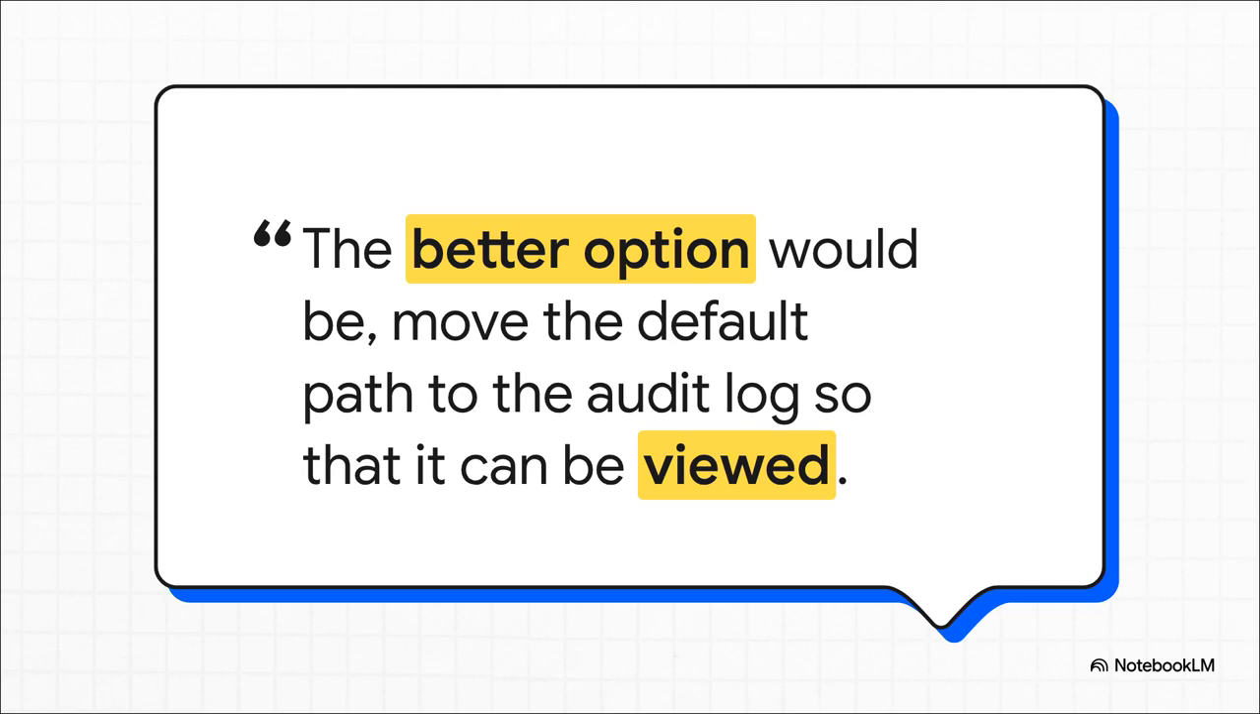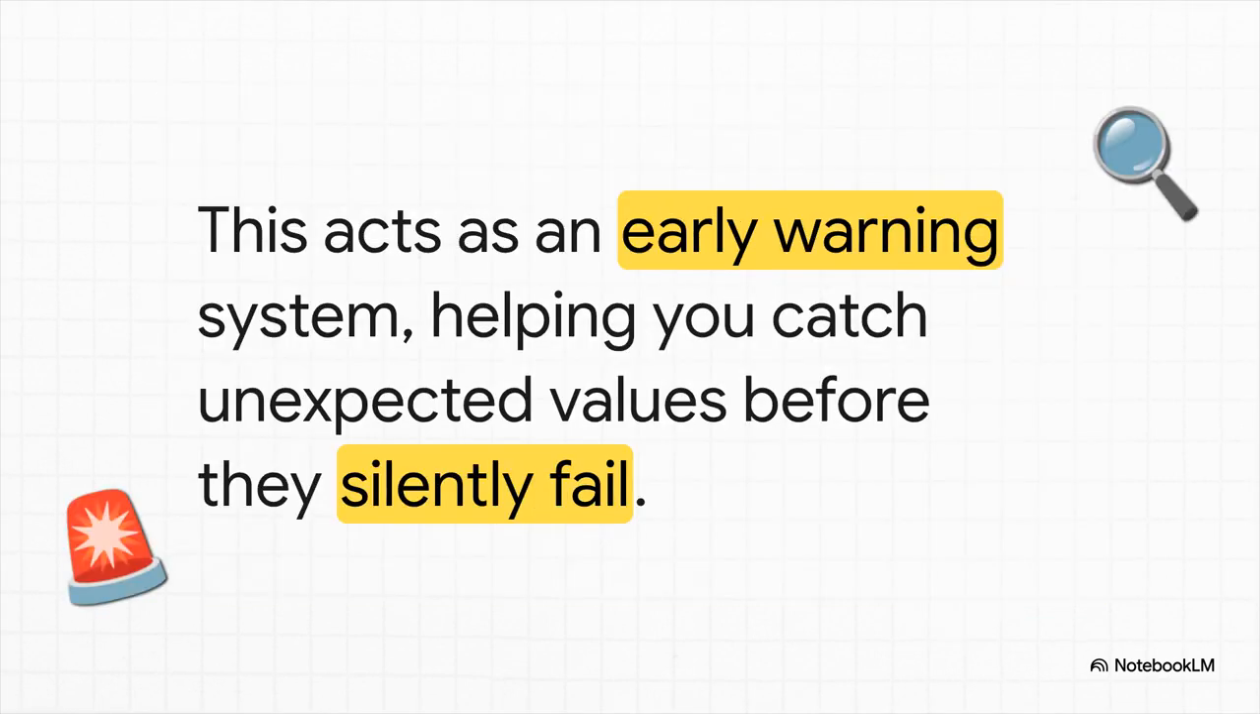Now, here's a fantastic piece of pro-level advice that's highlighted here. Don't just let that default output go nowhere. The absolute best practice is to intentionally connect that path to something, an audit log, a holding table, anything. So why is this so important? Because it basically acts as an early warning system for your data pipeline.